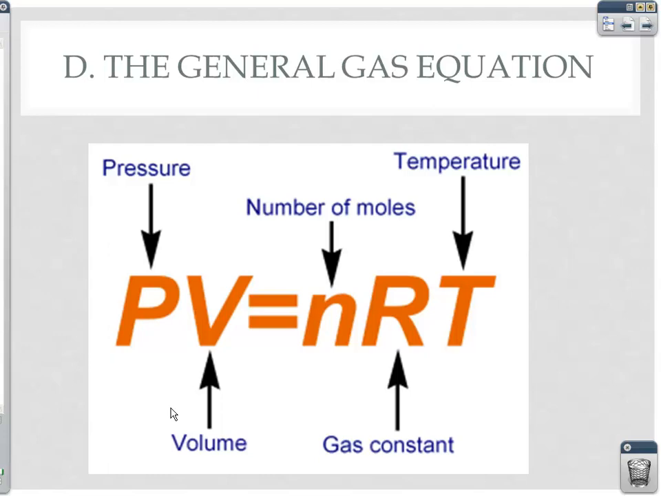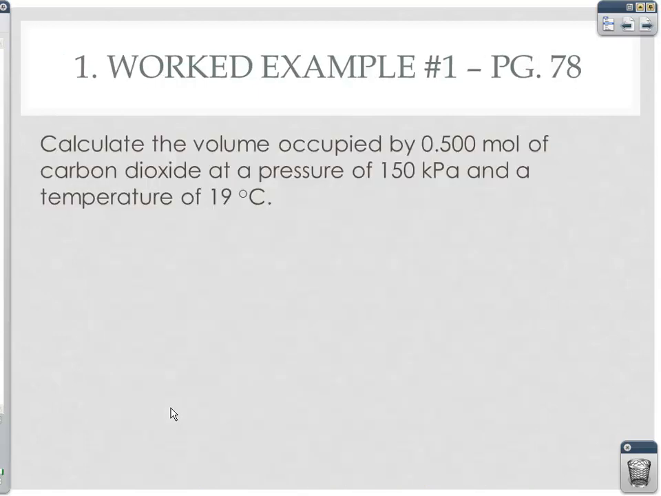Alright, calculation of ideal gas. Pretty simple. We use the ideal gas equation, which is PV equals nRT. P is pressure, V is volume, n is the number of moles, R is your gas constant, and T is temperature. What units, you say? Pressure is in Pascals, volume is in meters cubed, the gas constant is 8.314 joules per Kelvin mole, and temperature is in Kelvin.